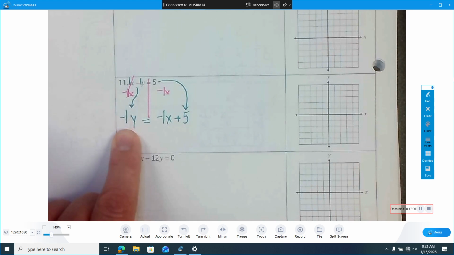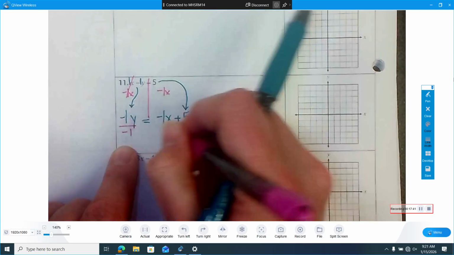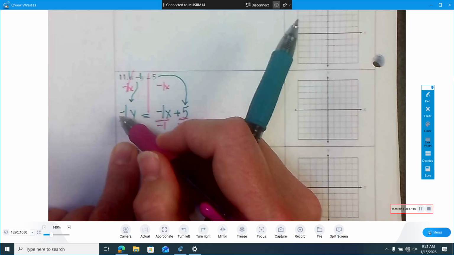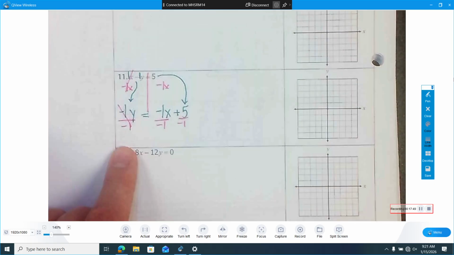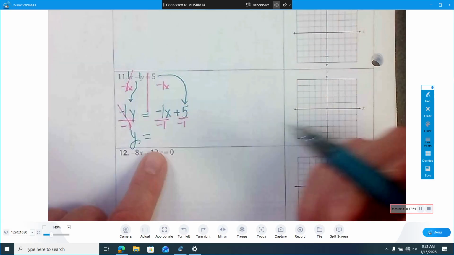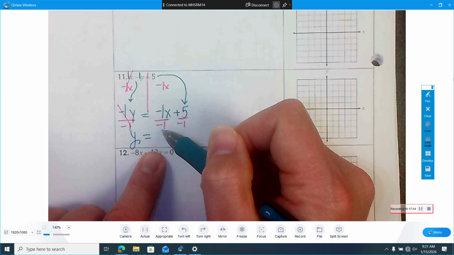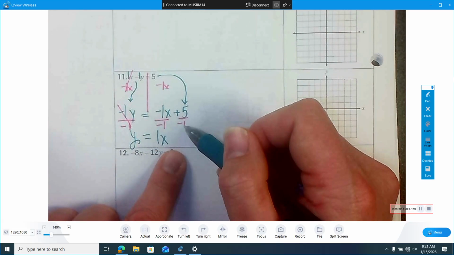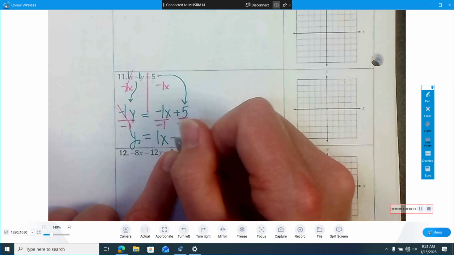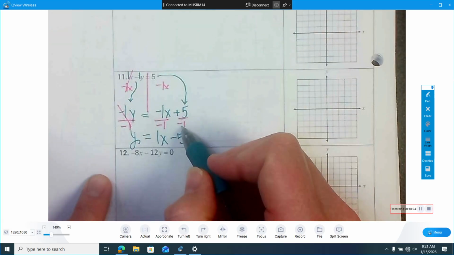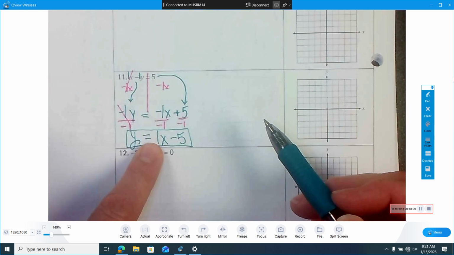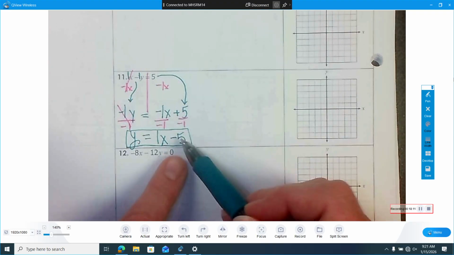How do we get y by itself? Divide by negative 1. Everywhere, every term, we're going to divide by a negative. Negative divided by negative is positive y. Negative 1 divided by negative 1 is positive 1x. And positive 5 divided by negative 1 is negative 5. Positive divided by negative is a negative. If the signs match, the result is positive. If they're different, it's negative.